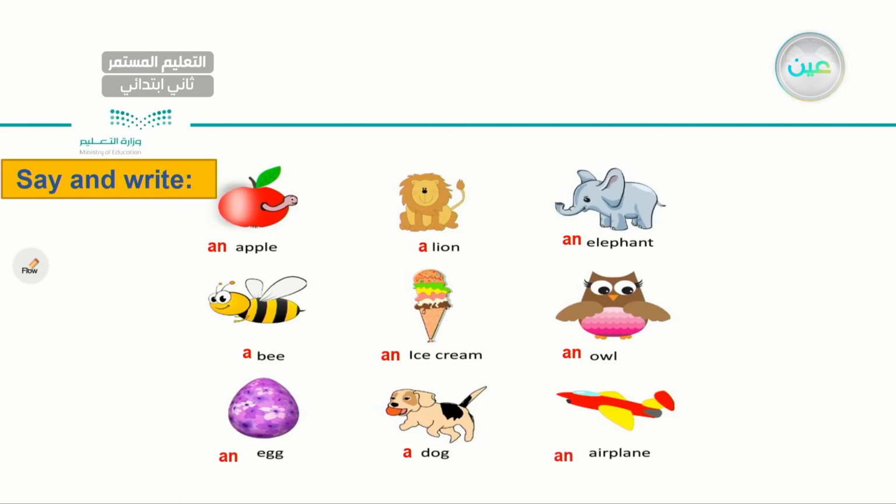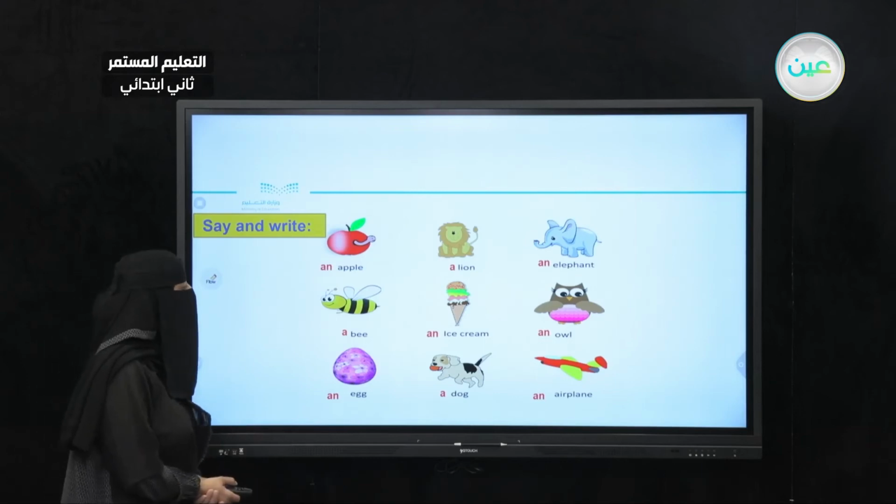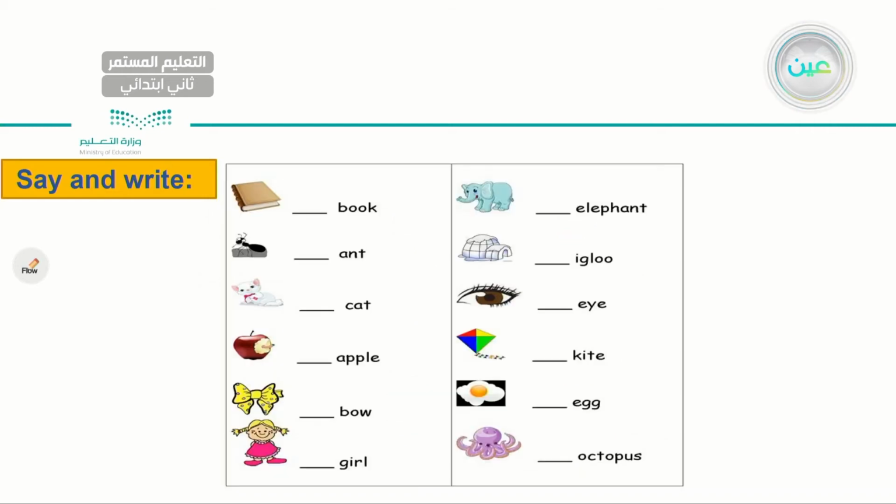Airplane. Very good. So let's go ahead and read our answers one more time. An apple, a bee, an egg, a lion, an ice cream, a dog, an elephant, an owl, an airplane. Very good, very good. Let's go to the next one. Now, again, I'm having all these exercises because I need you really to get the difference between article a and an, and when do we use them.